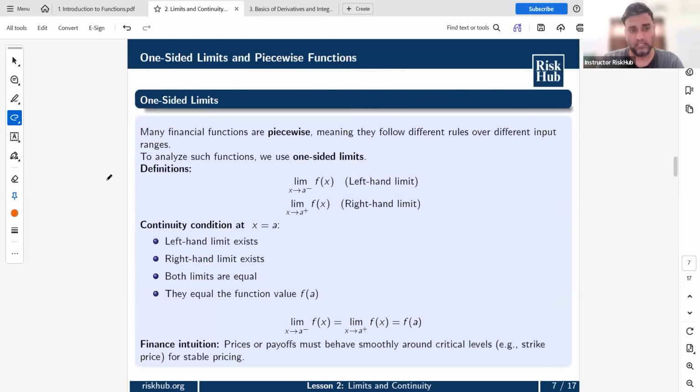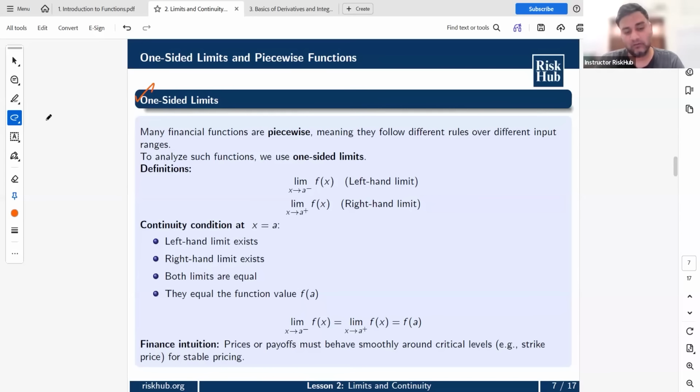To talk about one-sided limits, what is happening here is that many financial functions behave differently depending on the direction from which they approach the point. Please understand, they follow different rules depending on the direction from which they approach a point. So direction is very important. We define two limits: a left-hand limit and a right-hand limit, because from which side you approach is very important as well.